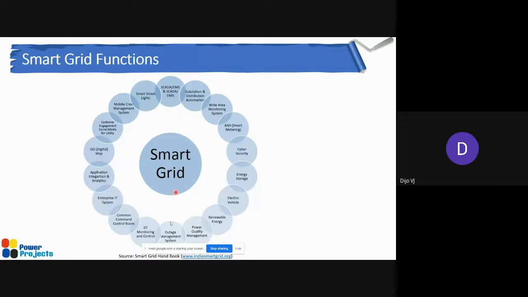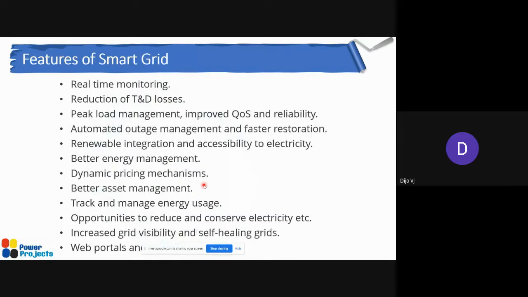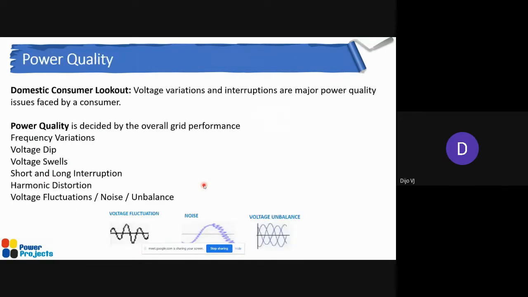Smart lights, smart street light, etc. We have seen some parts of smart grid are creating power quality issues. Energy storage, electric vehicles, renewable energy. Power quality management is required in order to manage that power quality. Okay. So this part we already talked about. What are the features of smart grid? I'm not going into that detail. So let's discuss the power quality.